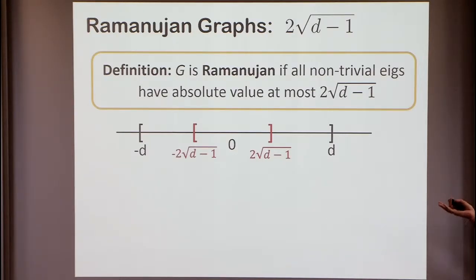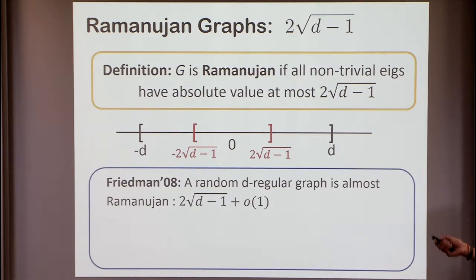And that gives us the definition of a Ramanujan graph. A graph is called Ramanujan if all of its non-trivial eigenvalues have absolute value at most 2 square root of d minus 1. So it's as good a spectral expander as the infinite d-ary tree. And I already told you that if you take a random d-regular graph, a union of d matchings, it's pretty close. So it has eigenvalues at most 2 square root of d minus 1 plus little o of 1. So it's not actually a Ramanujan graph according to this definition, because it doesn't actually match the behavior of this tree. But it gets pretty close.